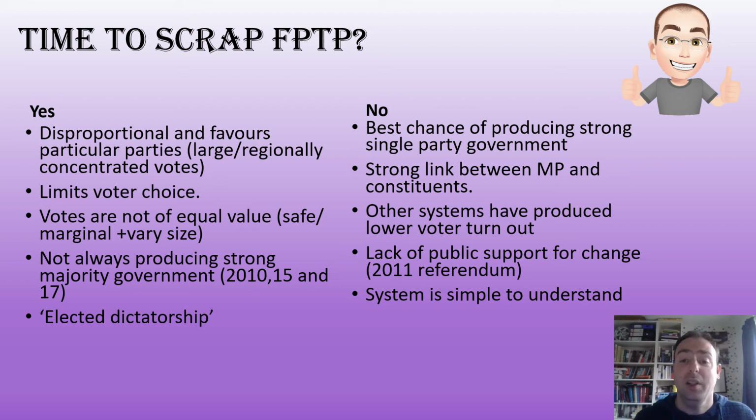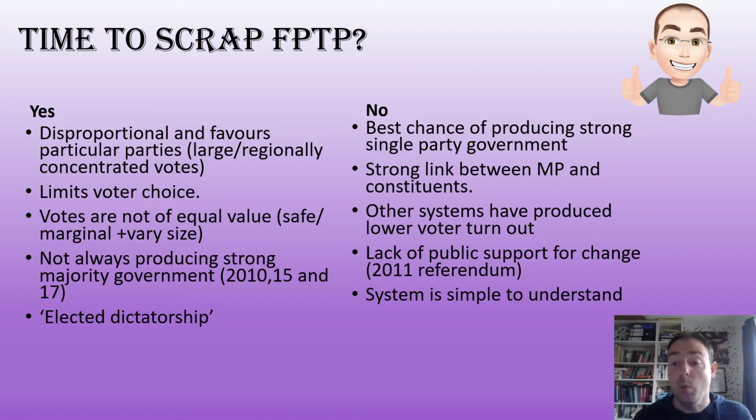Now, the argument for not scrapping it is that it's still our best chance of producing strong single party government. So if you still think that's a great idea, then first past the post is there. One of the best strengths of it is this link between MP and constituents. Again, there are some circumstances where that doesn't work, but it is definitely going to give a stronger link than the other systems. And it doesn't lead to this complication that you get with AMS, where some of the representatives have got a constituency link and some of them haven't.